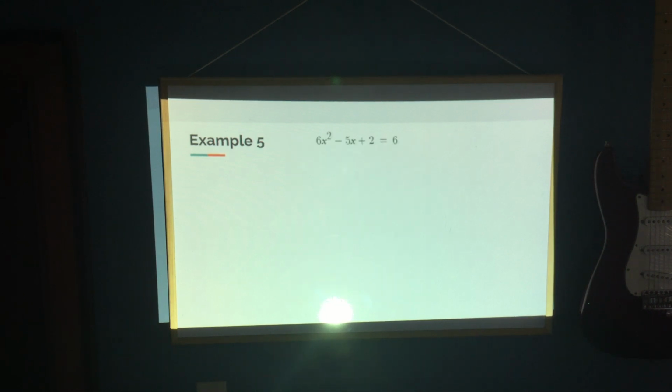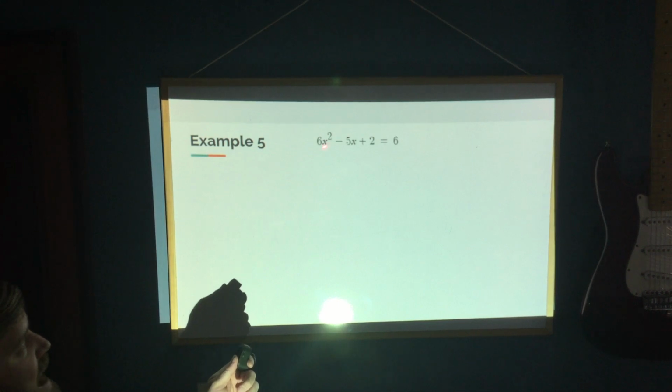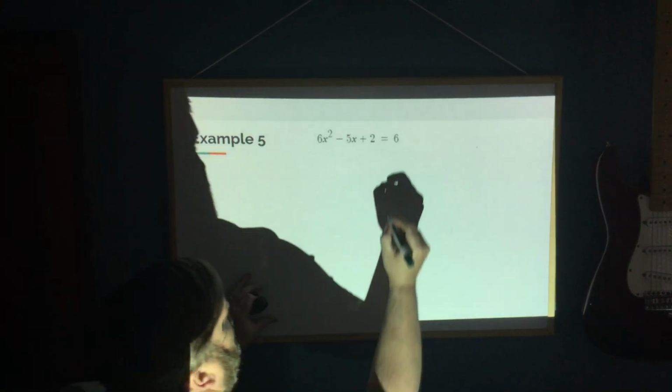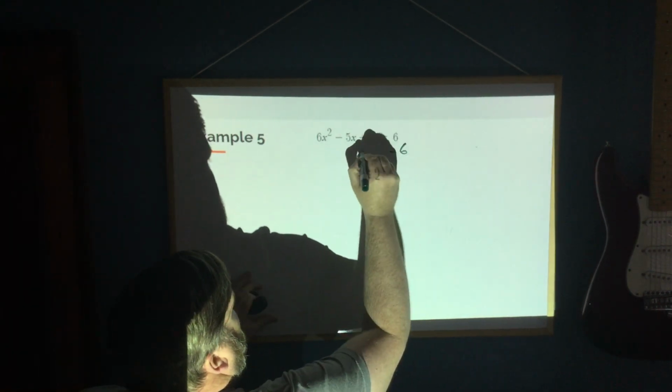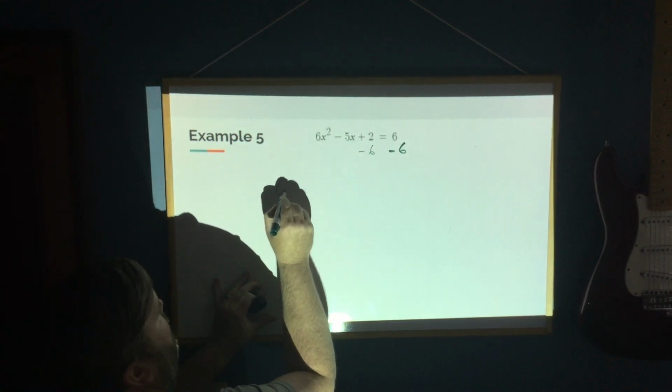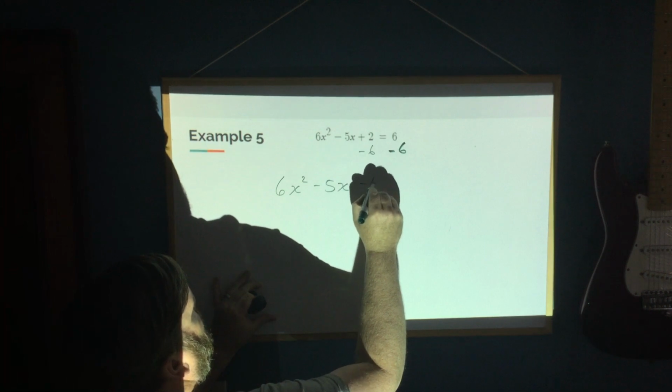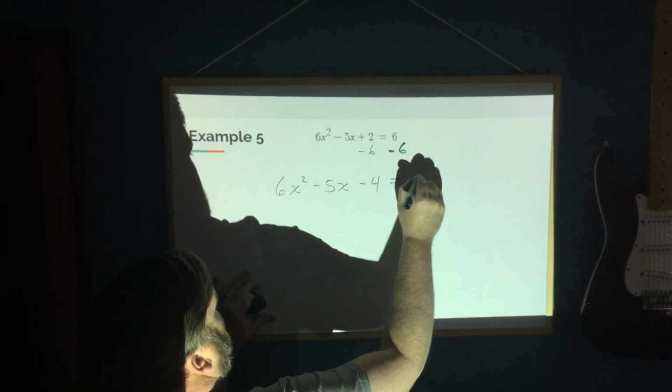Probably what you were hoping wouldn't happen is about to happen. We have a leading coefficient not equal to 1, and on top of that, it's not equal to 0. So let's fix that not equal to 0 thing first. If it has to be equal to 0 and it's not, make it happen. So just go ahead and subtract 6 from both sides. And now we have 6x squared minus 5x minus 4 equals 0.